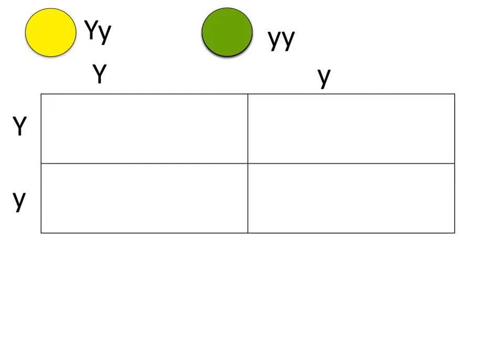So for this first section here, what will we get here? A yellow or a green pea? It'd be yellow. And we know it's yellow because it's 2 capitals, right? It's definitely dominant. What about on this side over here?